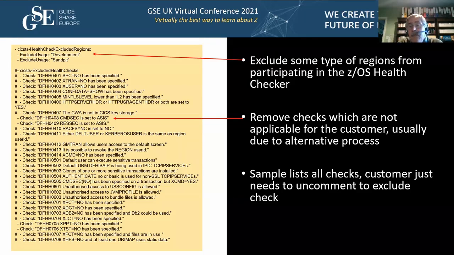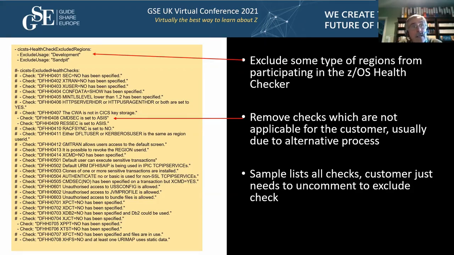As I said, not all of the messages that we issue for the health checker may be of relevance for each of the customers. So we've given a file here of all the messages that we issue as part of our sample YAML file. And just by uncommenting one of the lines on the file, you can stop a message from being issued.